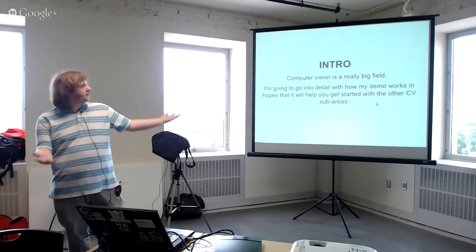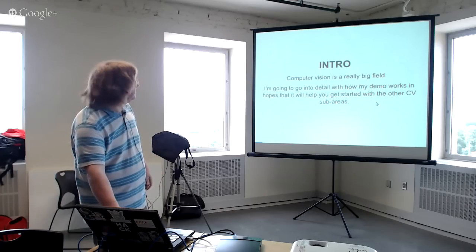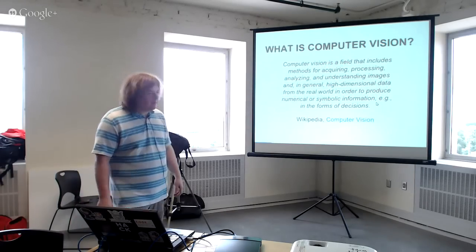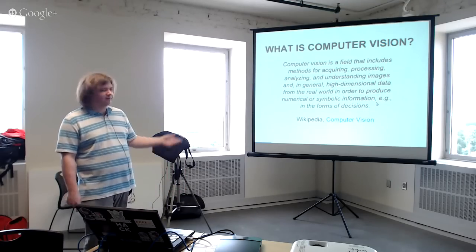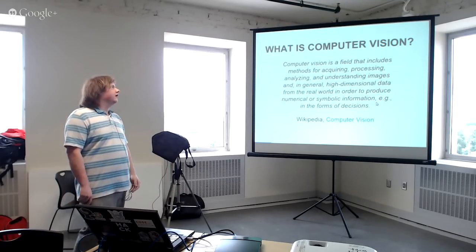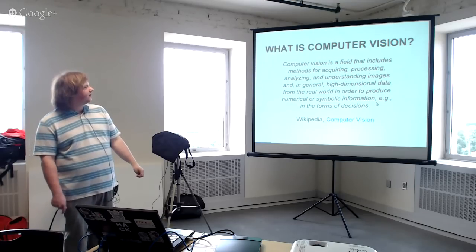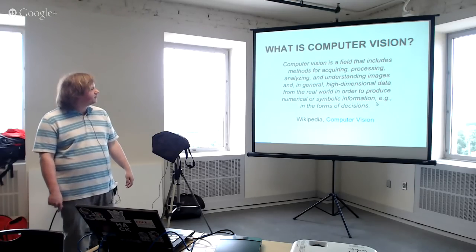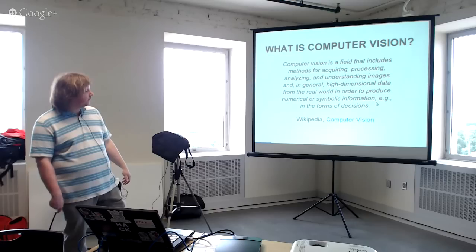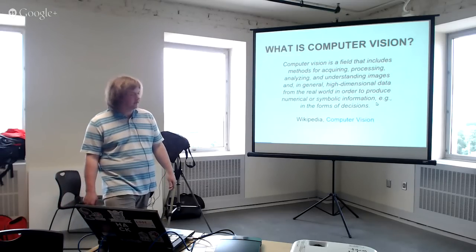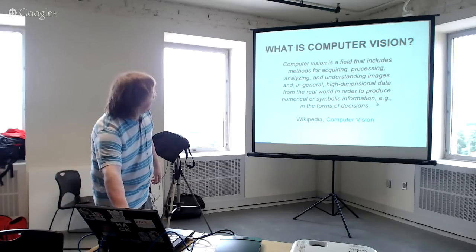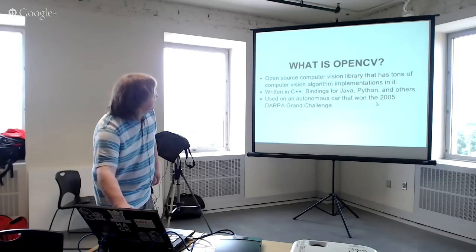So that's that slide. I'm going to read off this slide because I can't remember all of this, but this is from Wikipedia. Computer vision is a field that includes methods for acquiring, processing, analyzing, and understanding images, and in general high-dimensional data from the real world in order to produce numerical or symbolic information in the forms of decisions. And that is what OpenCV does.